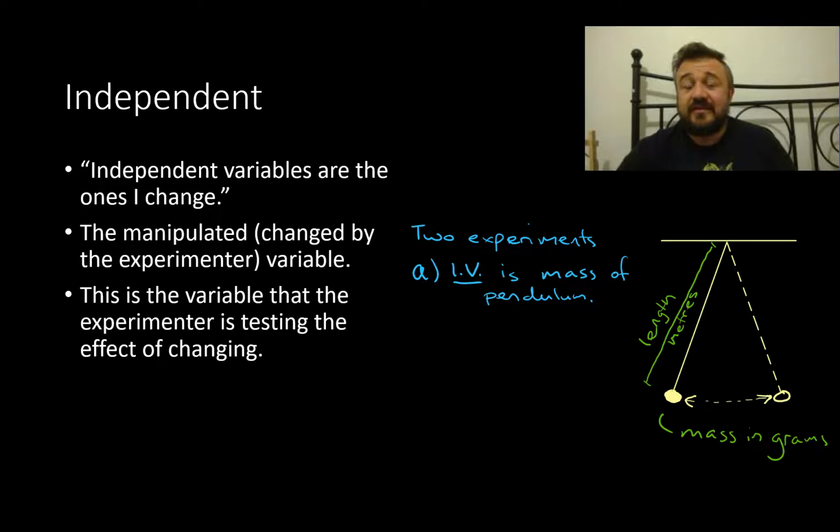So the first experiment, our independent variable, that's what IV stands for, is the mass of the pendulum, okay? And our second one, our independent variable, is the length of the pendulum. Two separate experiments with two separate independent variables. They need to be conducted separately. Everything else is a control variable, but our independent variable is the one that you change.